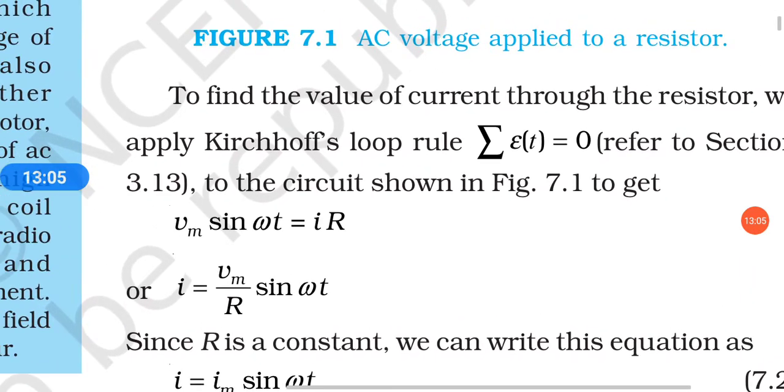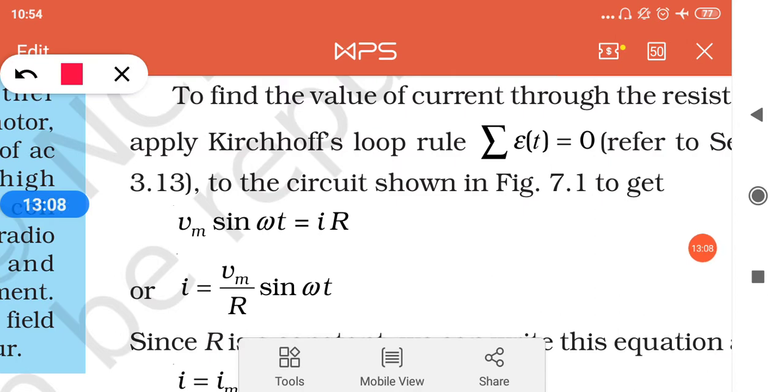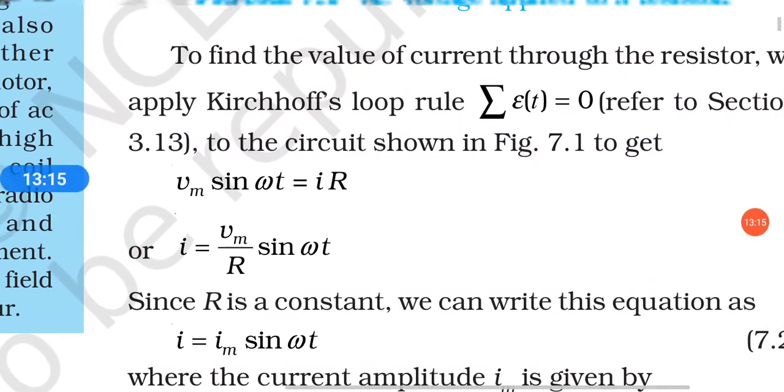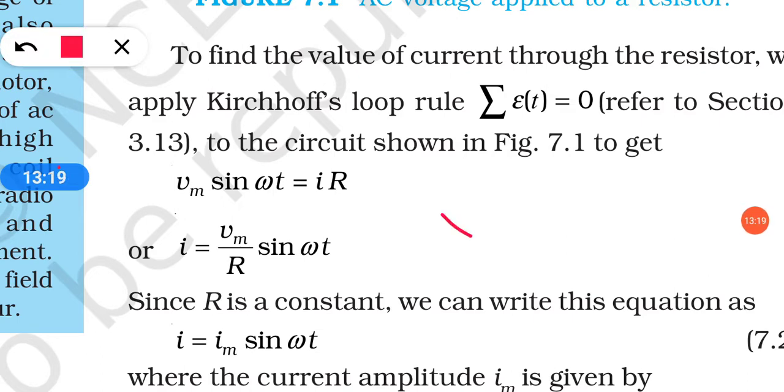V equals I R, so this R comes to the other side, giving V upon R. I equals V upon R, sorry. So this R comes over here.